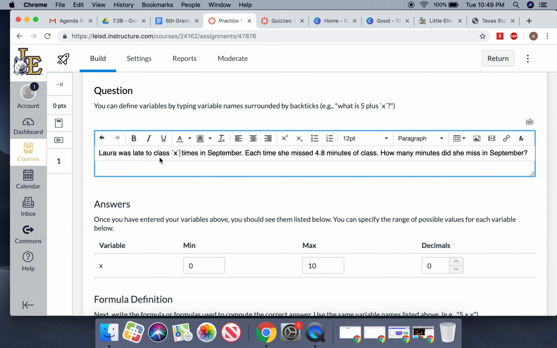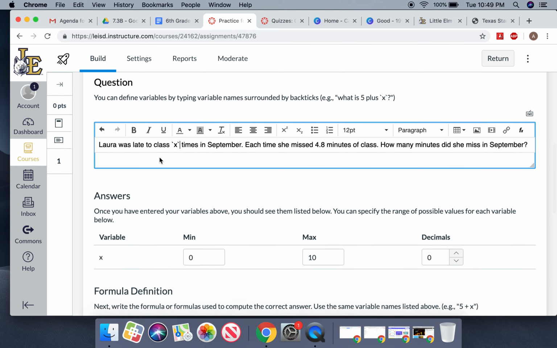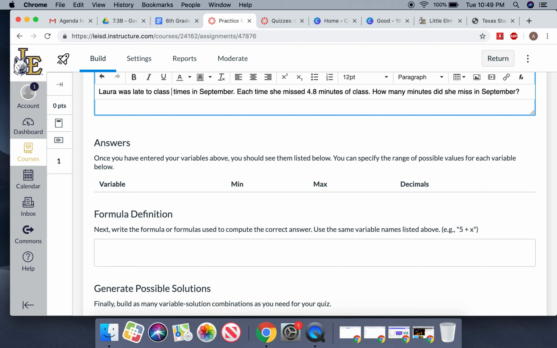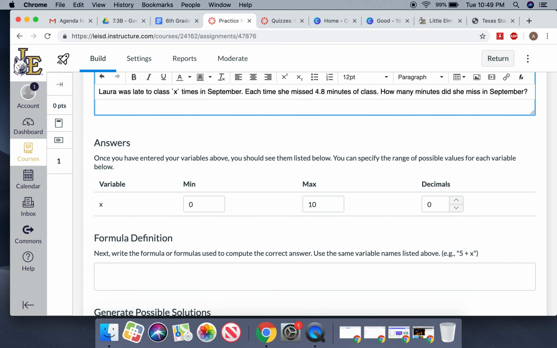If I just do this, each time she missed 4.8 minutes of class, how many minutes did she miss in September? Then we can come up with the equation down here. So when you put in the variable, it gives you this on the variable. Like if I don't have that, you don't see it. It's only whenever I put the backticks in and define a variable that this shows up.